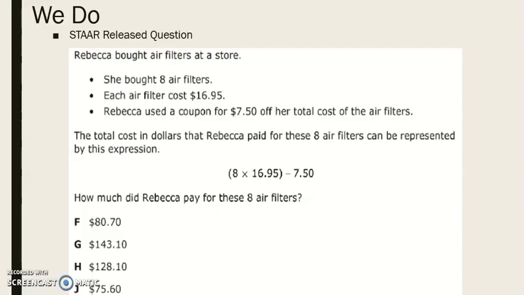Okay, let's look at our redo for today. So it says Rebecca bought 8 air filters. Each air filter cost $16.95. Rebecca used a coupon for $7.50 off her total cost of the air filters.